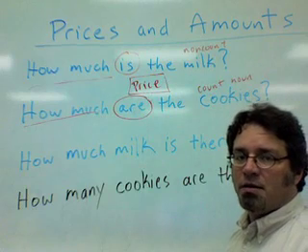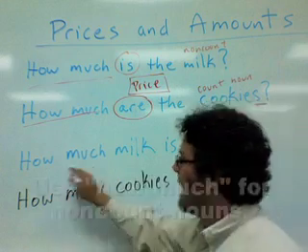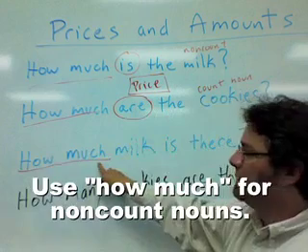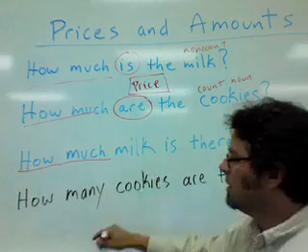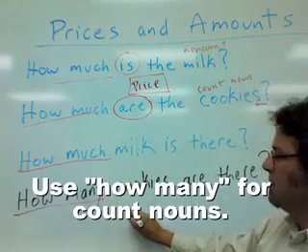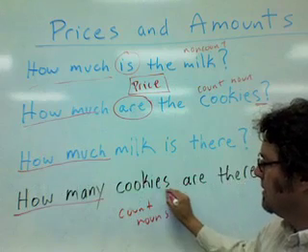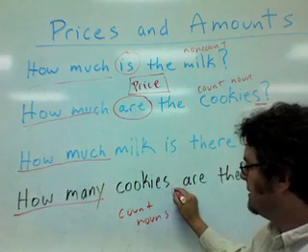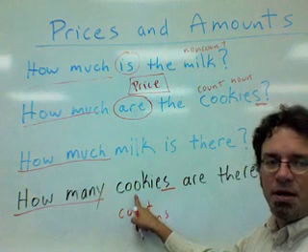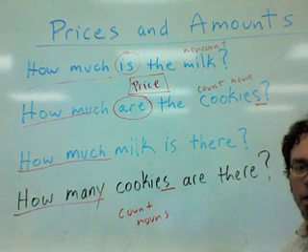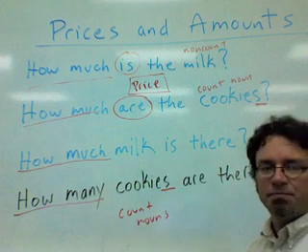When you ask about the amount or the number of something, you'll use how much for non-count nouns such as milk, or you'll use how many for count nouns. Again, the count noun is usually indicated with the plural, and you want to know the number. So you'll say, how many cookies are there? Or, how much milk is there?